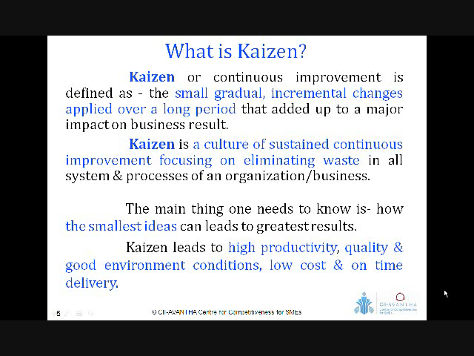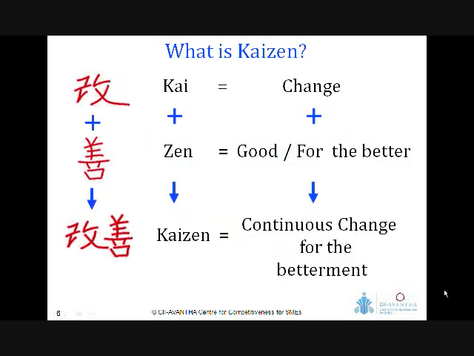Let's see the literal meaning of Kaizen. It's a Japanese word made of two words, Kai and Zen. Kai means change and Zen means for good. Thus Kaizen means change for good.